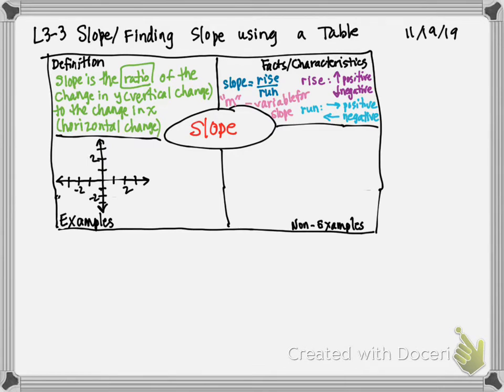Okay, so we're going to graph 2 points. I'm going to put them in red so they'll stand out. So we're going to put one at -2, 0. And then we're going to put another one at 2, 2. And then we'll draw our line through that.